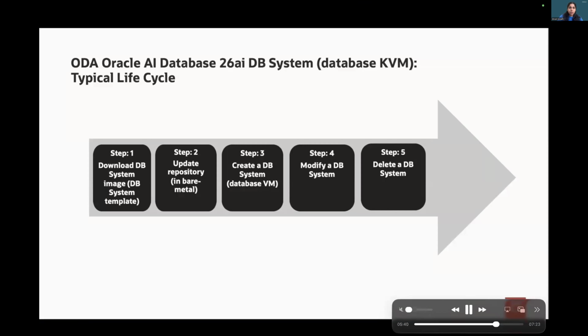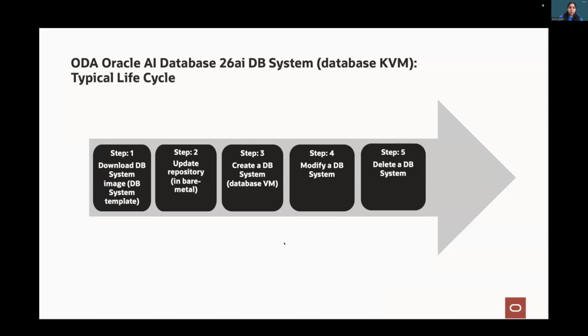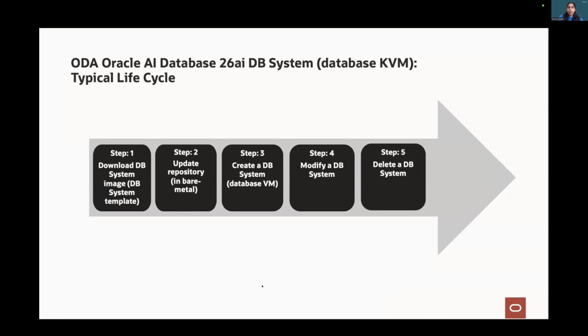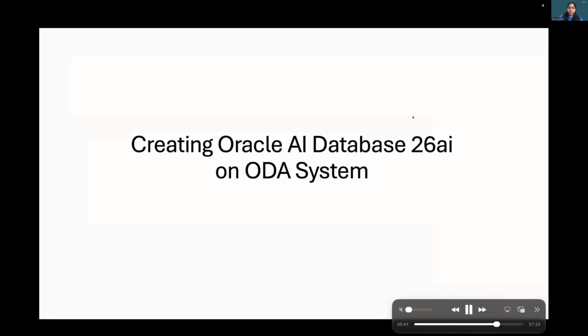And then we're going to head over to the creation of the 26 AI DB system. So this process involves downloading the DB system images, updating the repository, then creating a DB system, modifying it, and then being able to delete. So this is the life cycle process. So today we'll be showing how we create the 26 AI DB system.